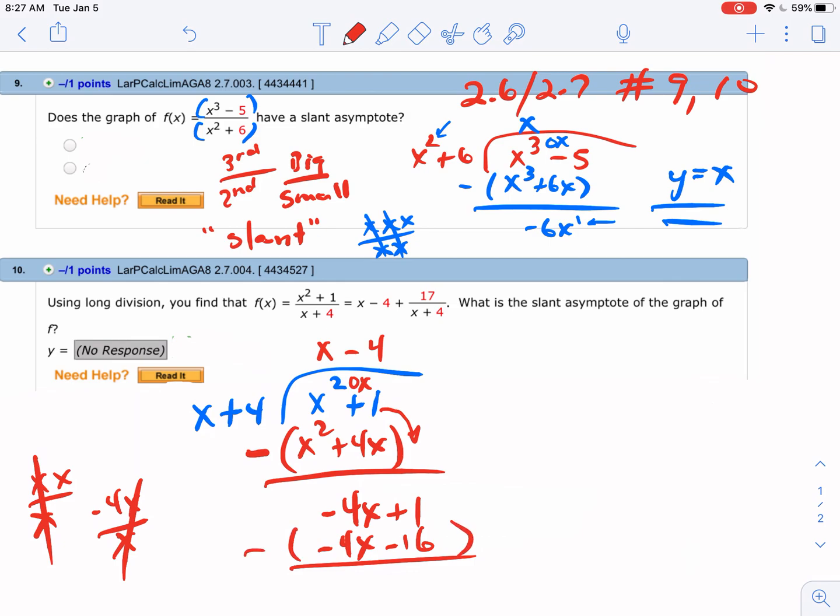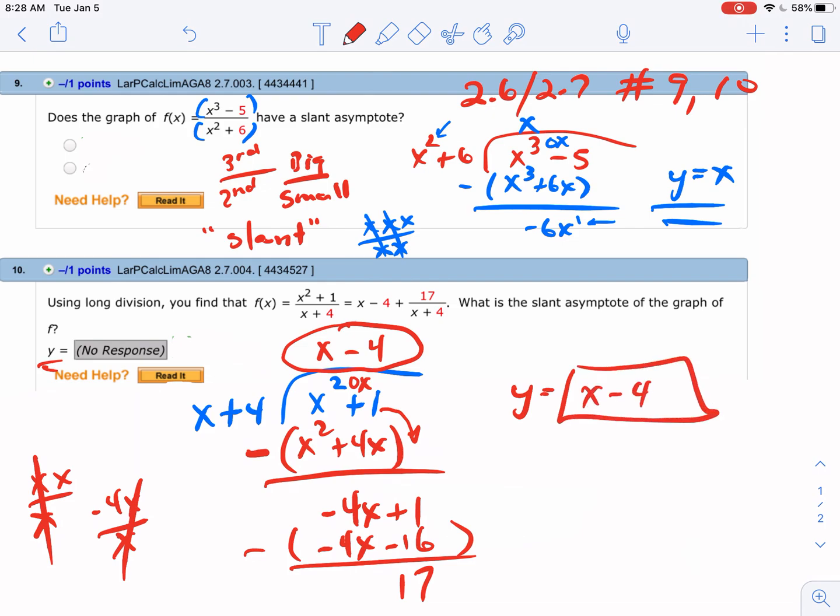And when you subtract, negative minus a negative is 0. And then you'd say 1 minus negative 16 is actually adding, so that's going to be 17. That's where that remainder of 17 comes from. But with the slant asymptote, we only need what's sitting on top. So y equals is what they have here, and all you have to do is type in your answer that's on top of your long division.